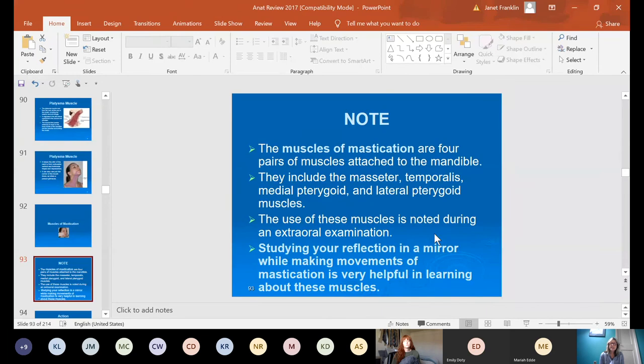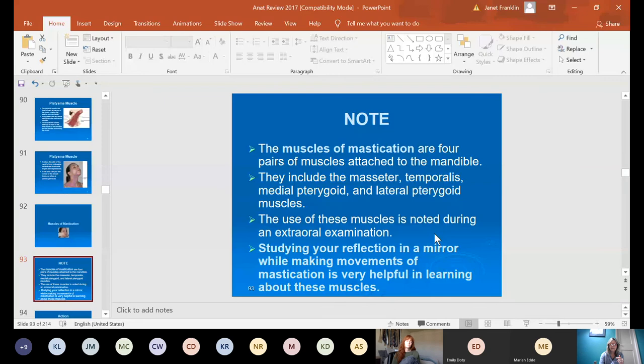Your muscles of mastication. Memorize your muscles of mastication. There's only four of them. So when we're talking about muscles, if it says facial expression, eliminate the ones from mastication. If it says muscles of mastication, eliminate the facial expression ones. If you memorize the four: masseter, temporalis, medial pterygoid, and lateral pterygoid. If it's not one of those four, it's a facial expression.